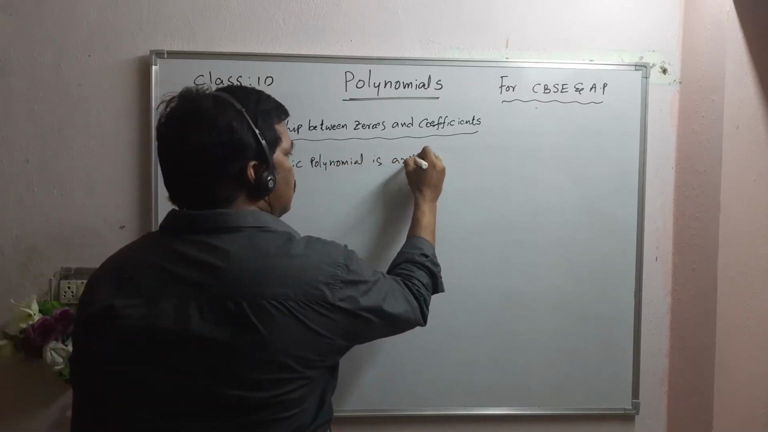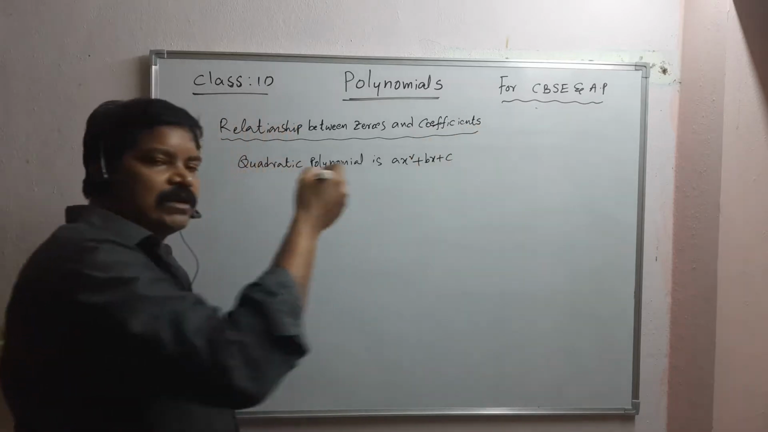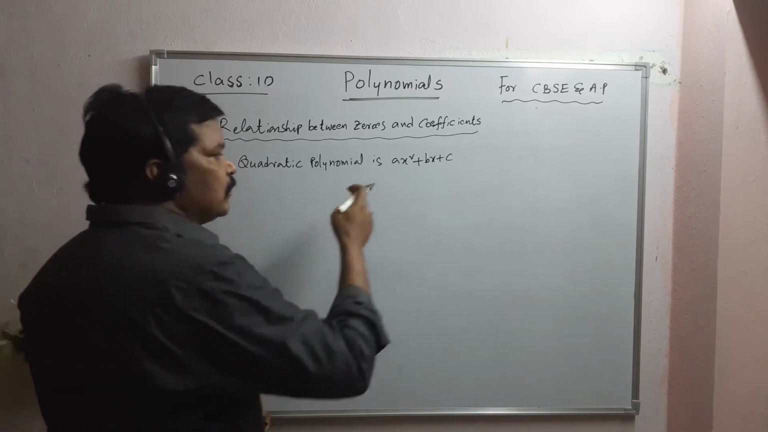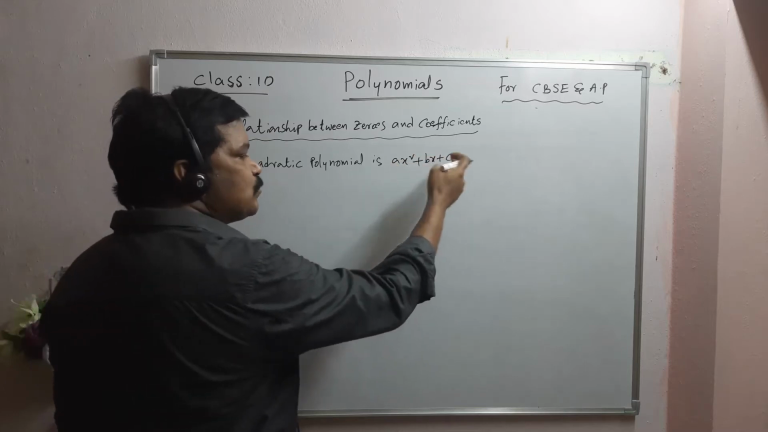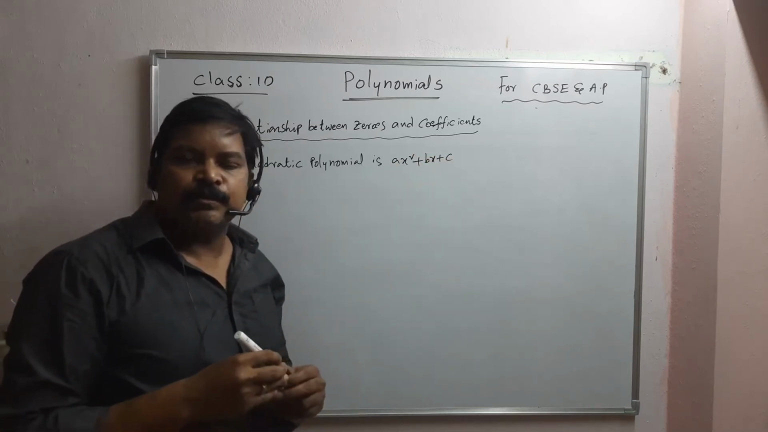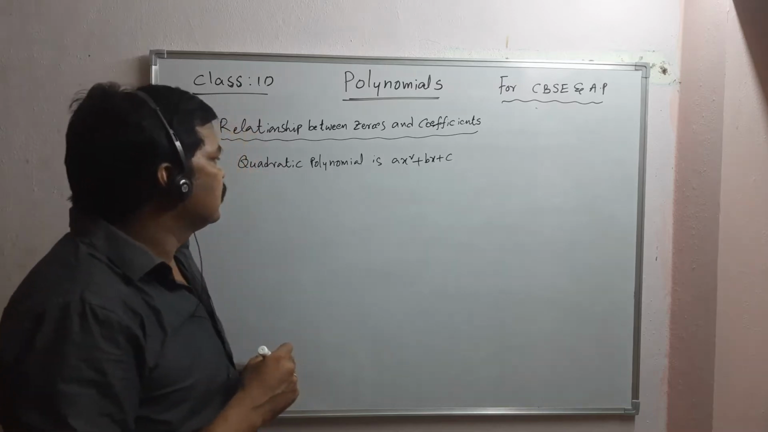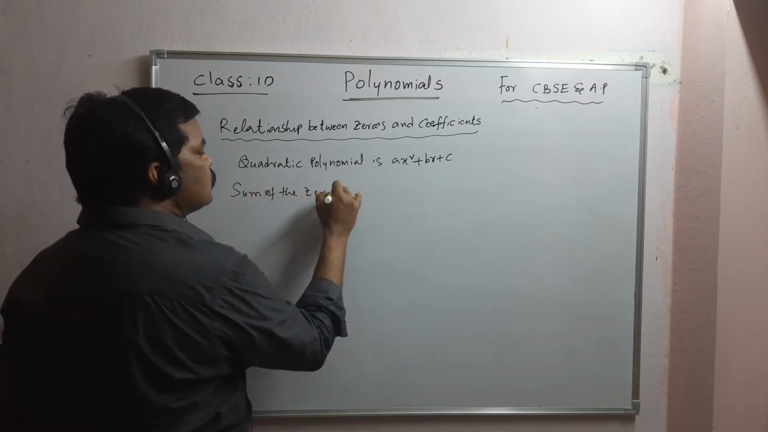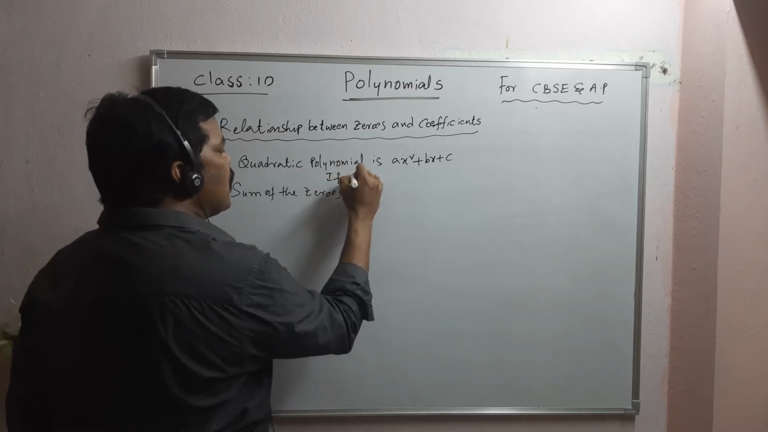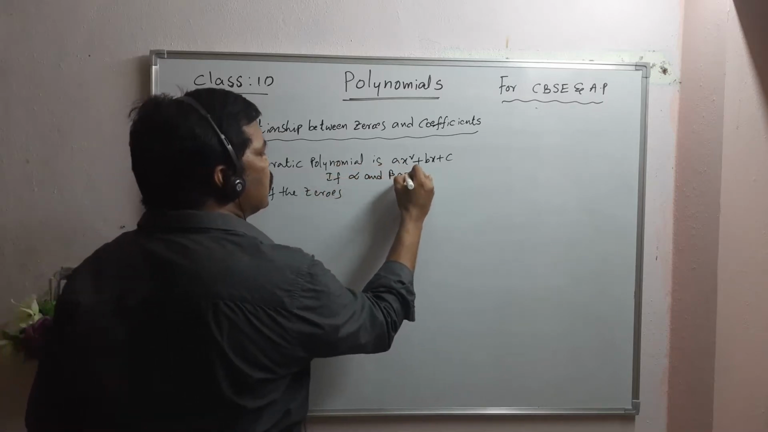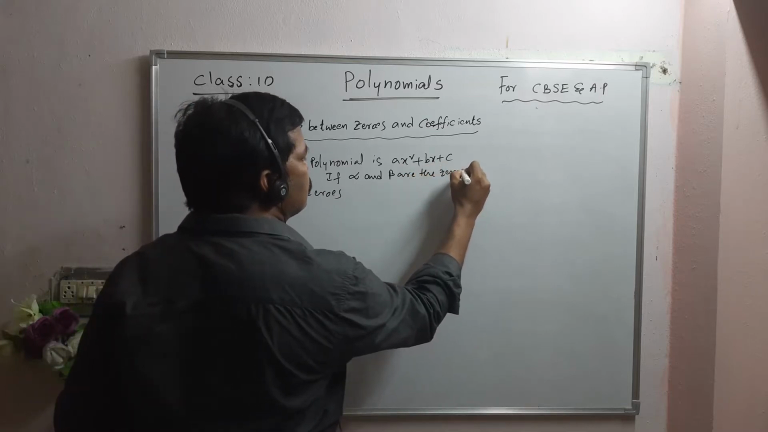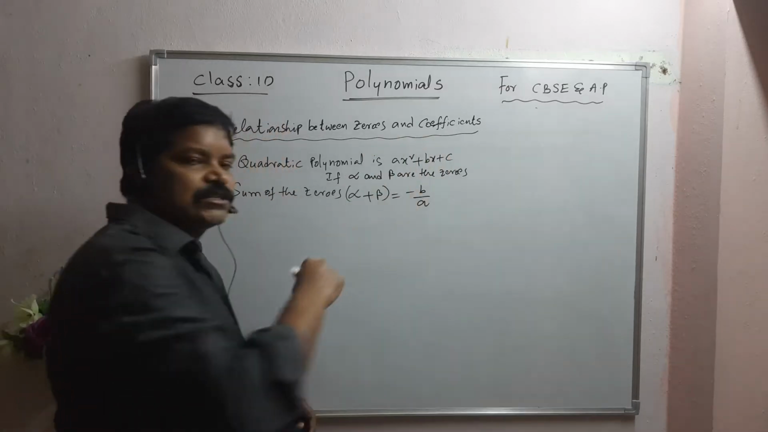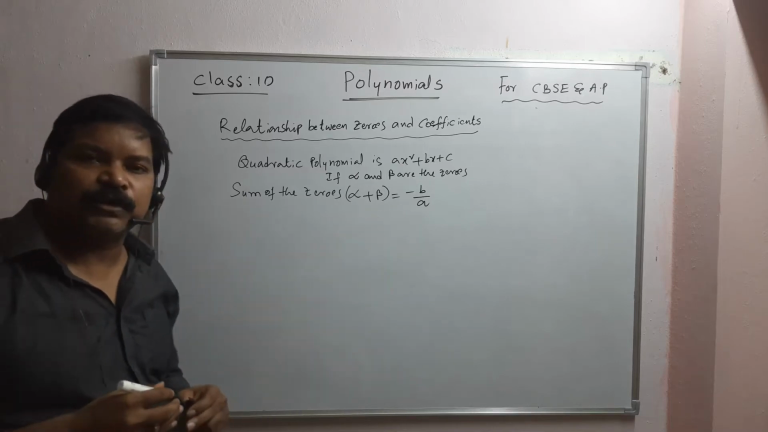It is ax square plus bx plus c, where a is not equal to 0. This is a quadratic polynomial. Here the coefficients of x square, x and x power 0 are a, b and c respectively. See, sum of the zeros, that means if alpha and beta are the zeros, then the sum of the zeros, alpha plus beta, is equal to minus b by a.